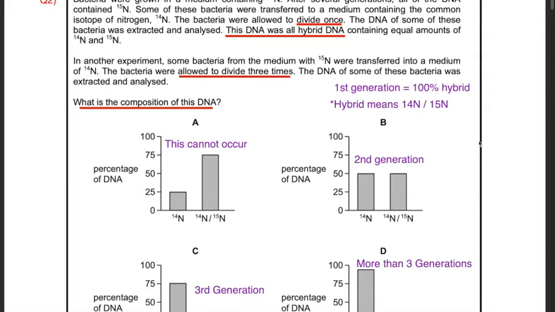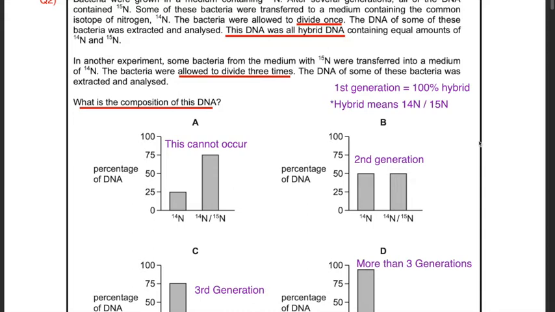In another experiment, some bacteria from the medium with 15N were transferred into a medium of 14N. The bacteria were allowed to divide 3 times. The DNA of some of these bacteria was extracted and analyzed. What is the composition of this DNA? Although a long question, you have to break it down into its key parts. So I have underlined over here.